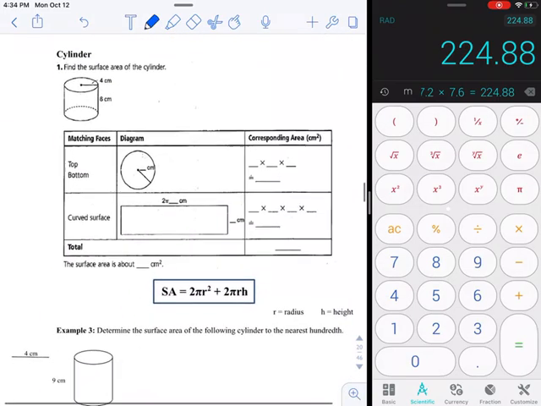All right, cylinder. We have to find out some measurements. I don't know if it's showing up in there. It looks like the radius is 4, or so the radius is 2.